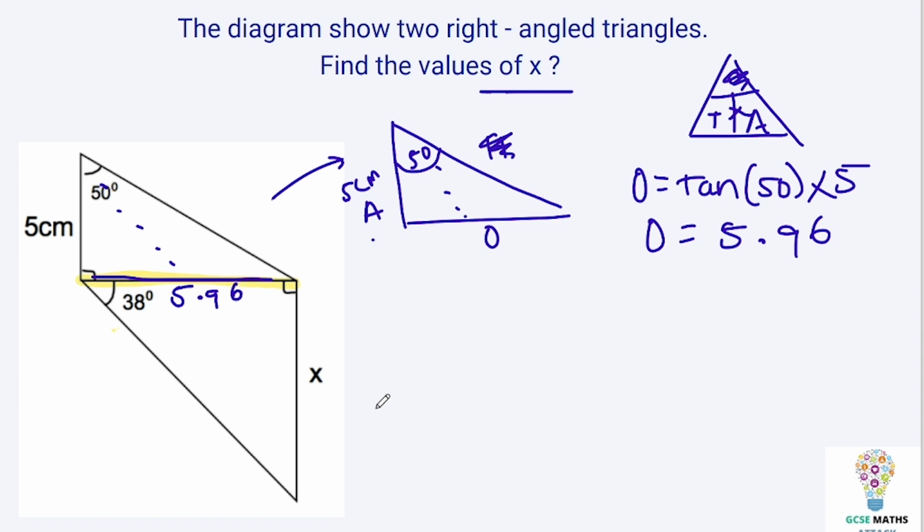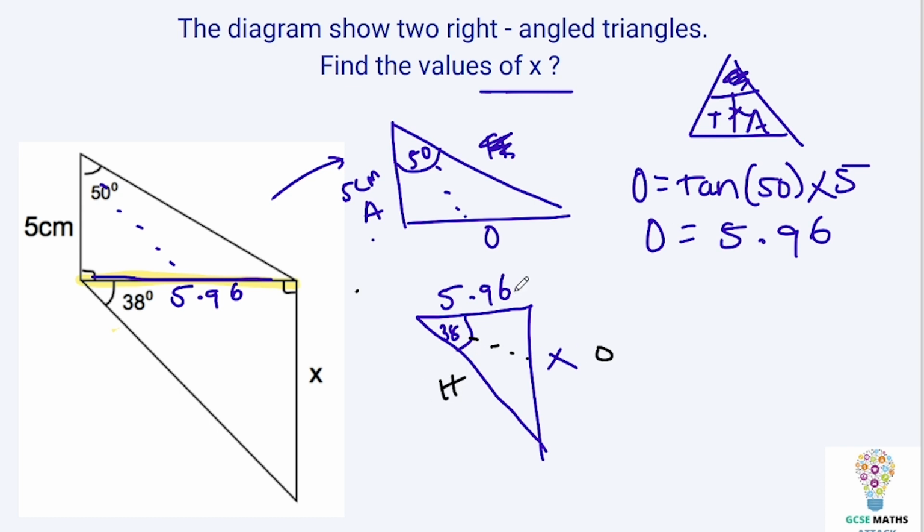That means this length over here is 5.96. Now I'm going to quickly label this triangle over here. I'm just going to quickly draw it out. Sorry guys, this is the best drawing I can get. So this is 38, this is x, and this is 5.96. The next thing I'm going to do is label this. So this is O, this is H, and this is A. I don't need H, but I do need O and A.